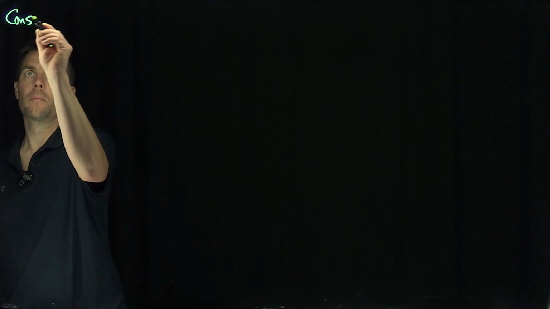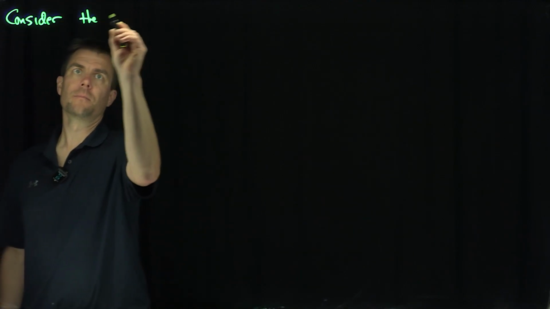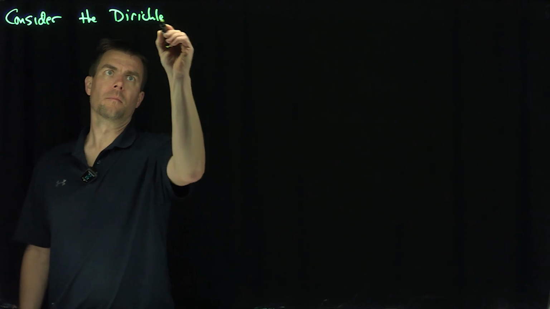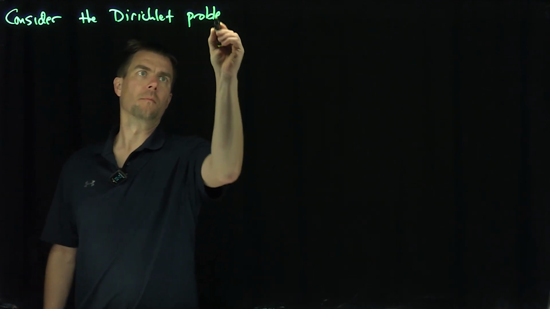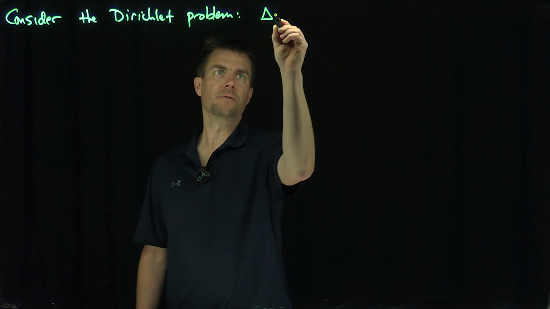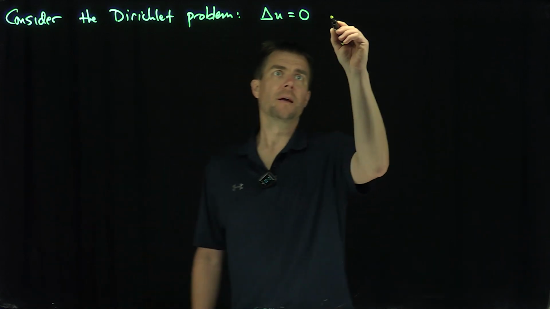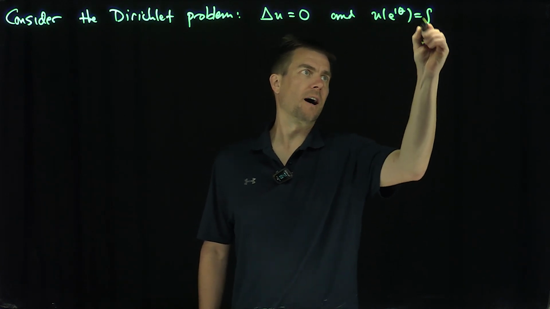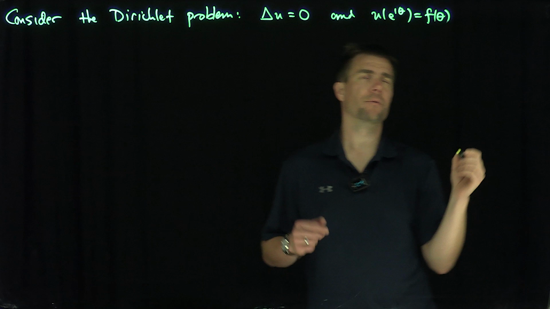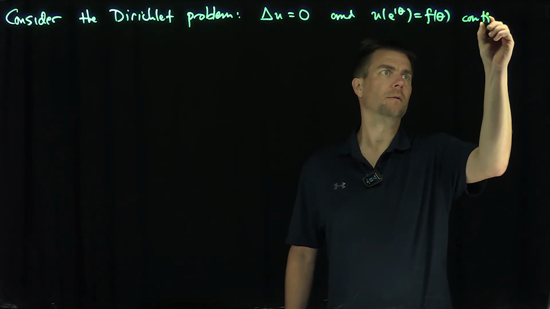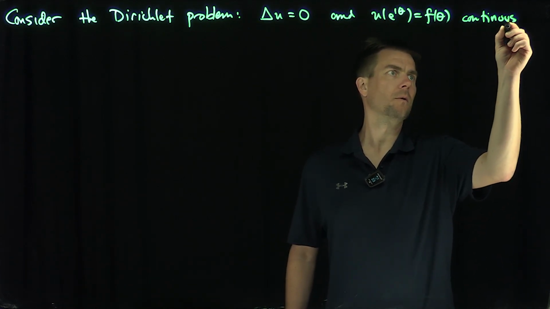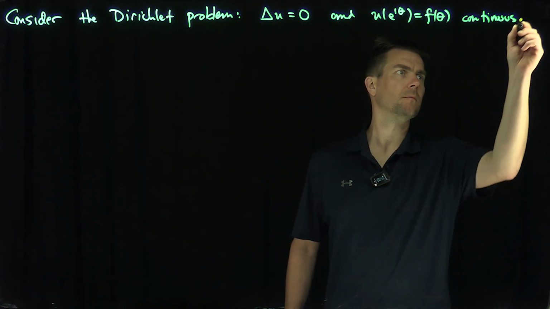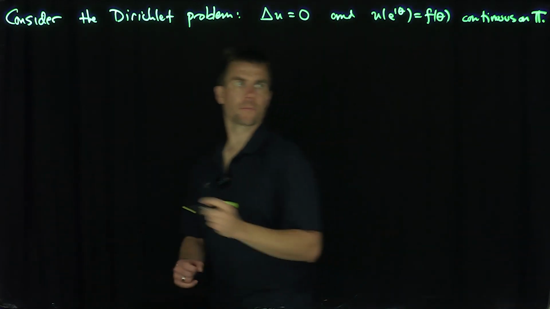Hello students, in this video we'll discuss the Poisson Integral Formula. Let's consider the Dirichlet problem, which is Laplacian of u equal to 0, and u of e to the i theta is f of theta, continuous on the boundary. It's a continuous function on the unit circle. Okay, excellent.